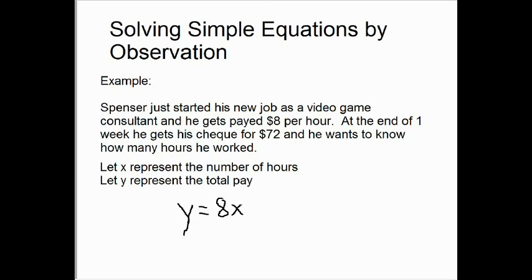Now we're going to use this equation to solve the problem that we have here. The problem is that we know how much the total pay is for this particular week. The piece of information that we don't know is how many hours he worked. So what we're going to do is take that value, his total pay, and substitute it into our equation. Again, y represents the total pay, so instead of writing y, I'm going to write 72, because we know for this week he made $72 in total. What we don't know is how many hours he worked. So that's our value of x here.